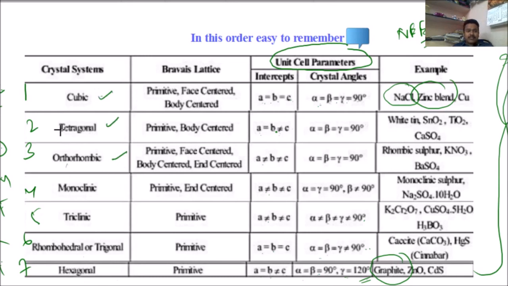CTO-MTRH: cubic, tetragonal, orthorhombic, monoclinic, triclinic, rhombohedral and hexagonal. We can decide the crystal system name based on the unit cell parameters. The question will come for NEET based on the parameters. Very rarely can they ask examples. This is the discussion in this video.